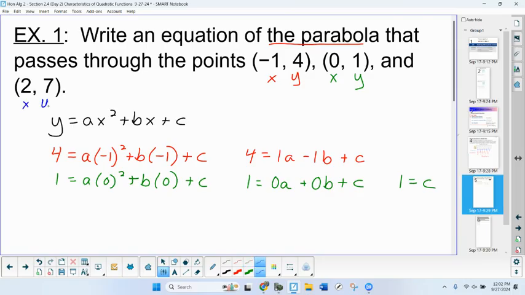My third equation. Same thing again. What are you guys going to plug in for y?